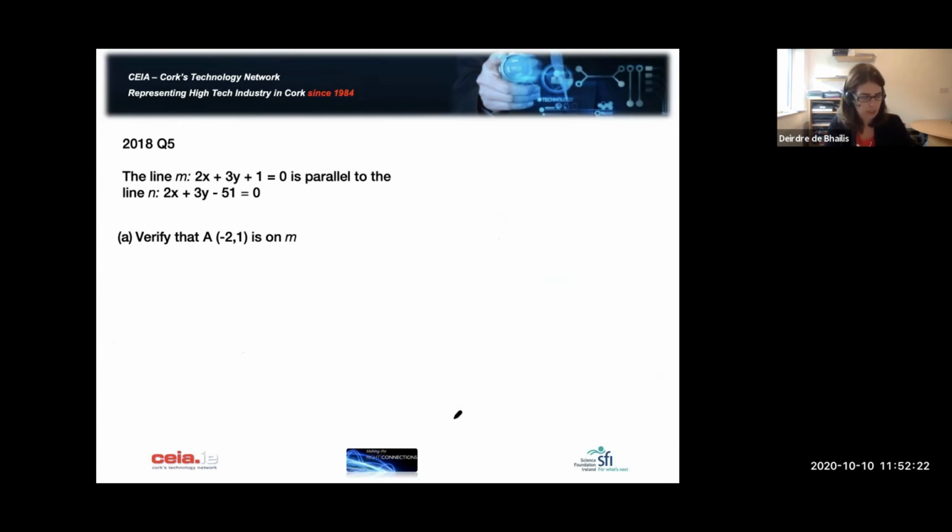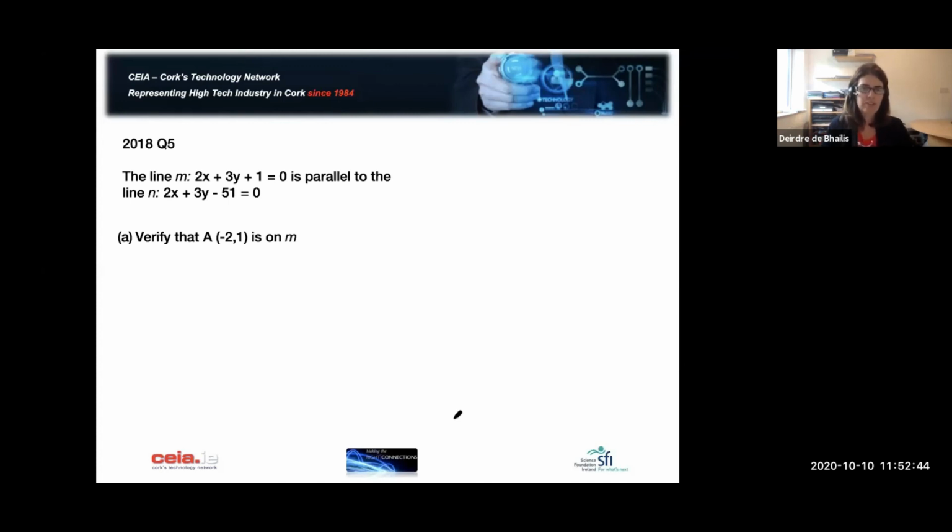So, 2018, then question 5. They're telling us that the line M, which is 2x plus 3y plus 1 equals 0, is parallel to the line N, which is 2x plus 3y minus 51 equals 0.